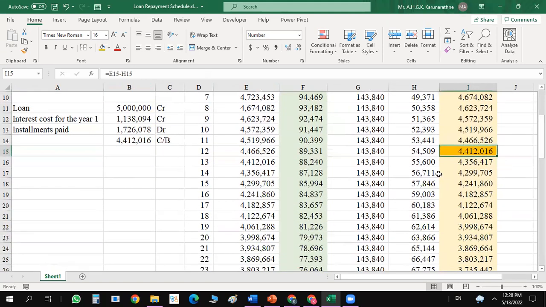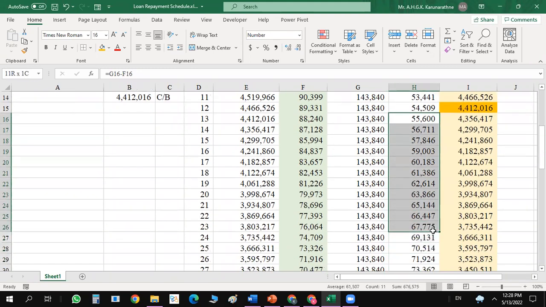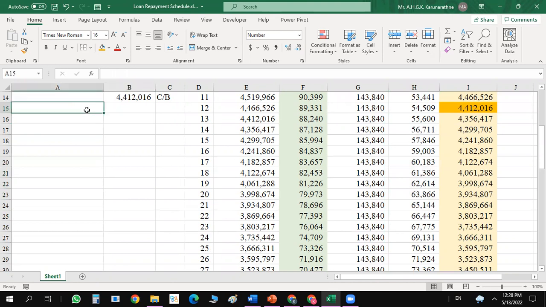Then identify what the next 12 months' capital repayments are. The total of these is the current liability. That means this is reclassified in the balance sheet, the statement of financial position, as the current portion of the loan.